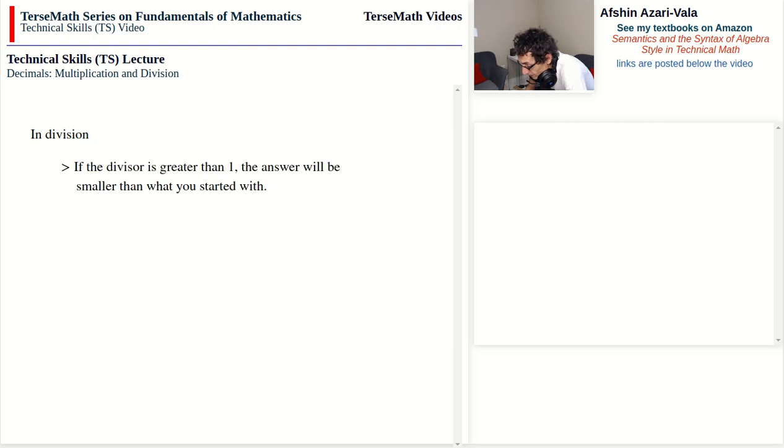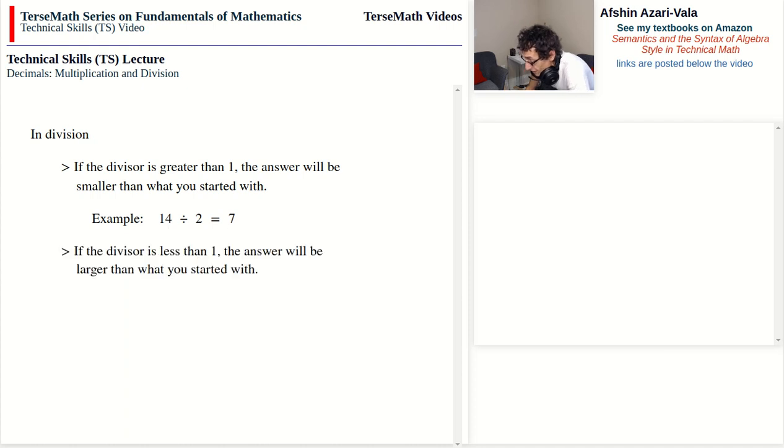When you divide, if the divisor, the number you divide by, is greater than 1, the answer will be smaller than what you started with. Now, greater than 1 doesn't have to be 2, 3, 4, 5. It can be 1.1. It can be 20.38. As an example, 14 divided by 2 is 7. I'm dividing by a number that's greater than 1, and I end up with an answer that's less than what I started with.